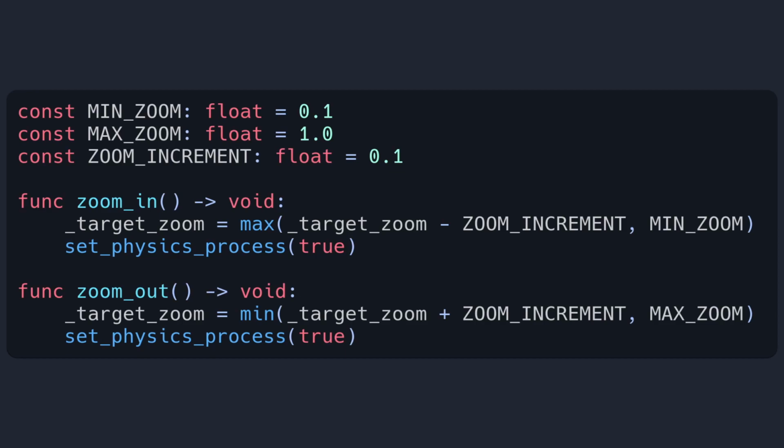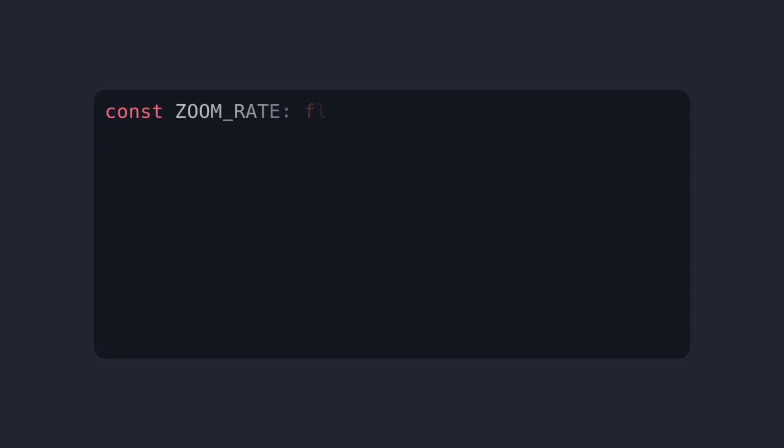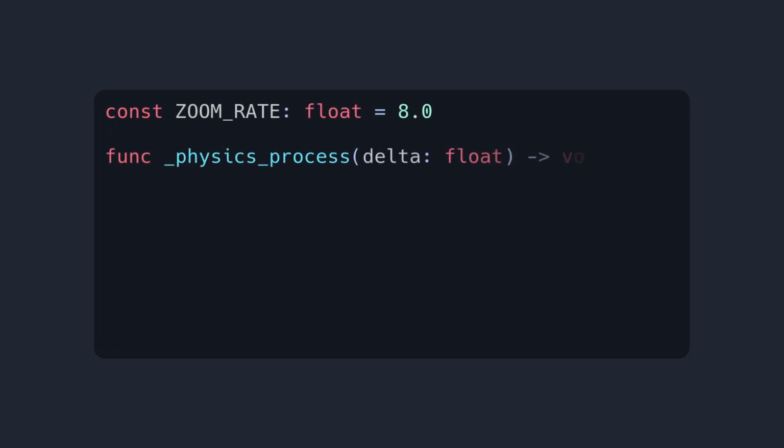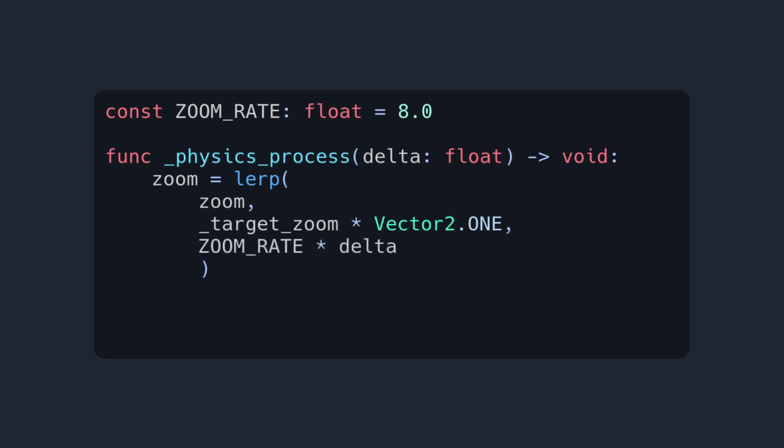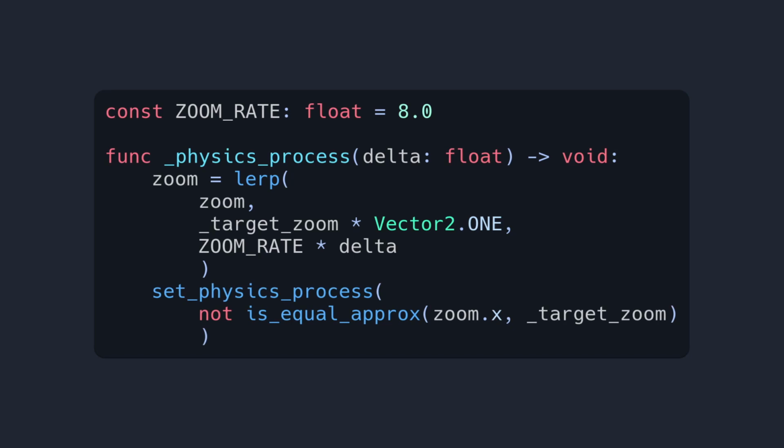Once we update the value of target_zoom, enable the _physics_process function. We're going to use _physics_process to animate the zoom towards the target_zoom. The animation uses a lerp function to move the zoom a fraction of the way to the target. The fraction to lerp is a rate that gets multiplied by delta, that's the time since our last frame. This makes the motion the same speed on different machines, and it won't tie our zoom speed to the frame rate. The final step is disabling the _physics_process function when the zoom has reached the target_zoom.